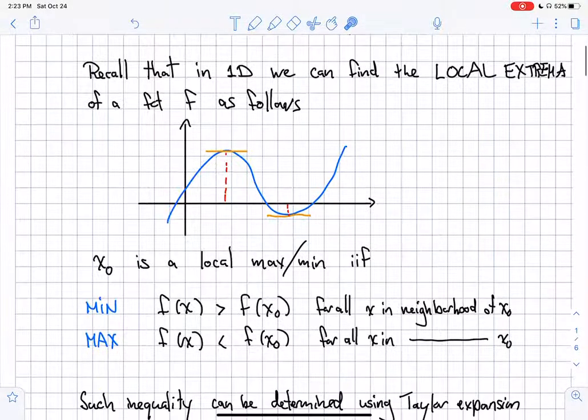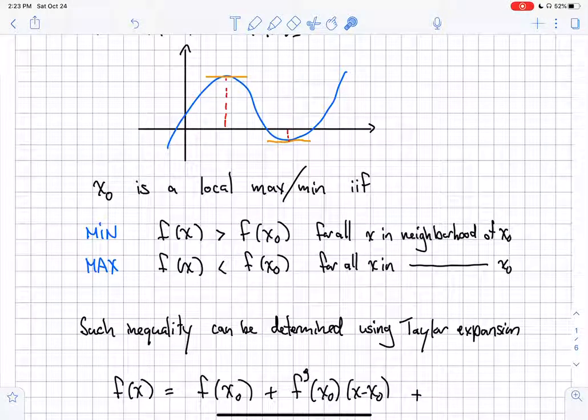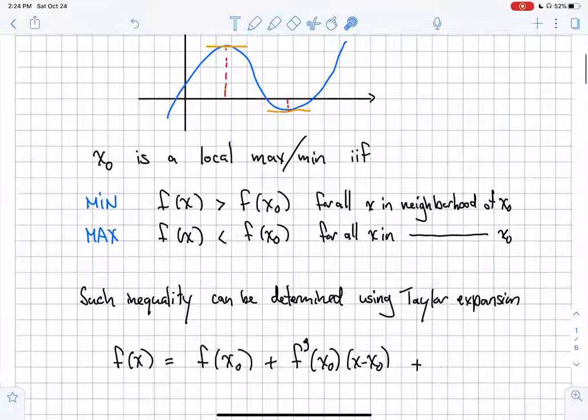So the idea is fairly simple. I have a certain graph. I have points here and there, where when I go around these points, I go down. So this is a local max, whereas here I go up. So this point is a local min. So f of x bigger than f of x0 for all x in the neighborhood of x0 means that I have a local min, and I have a max if all points in the neighborhood of that point are smaller, the function is smaller than the function at that point. That's just the definition of max and min.